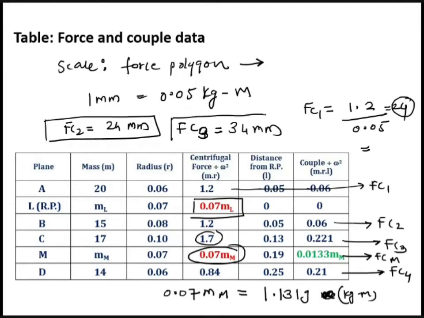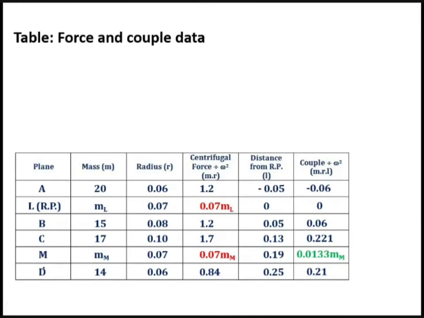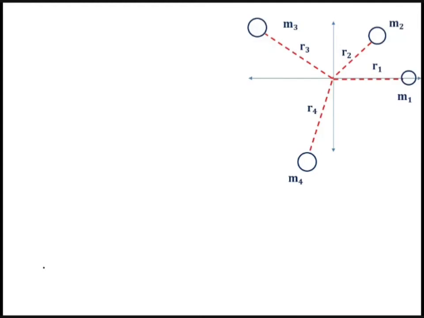So I hope you have understood this. In this way, calculate the length of vectors, which indicate FC1, FC2, FC3, FC4 and FCM. What is FCM? 1.139 divided by the scale. I hope you understand this. So in this way, you have to draw the force polygon now. Now we will move on to the force polygon. So let's write here: force polygon.